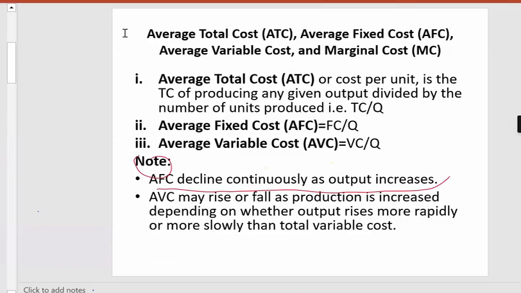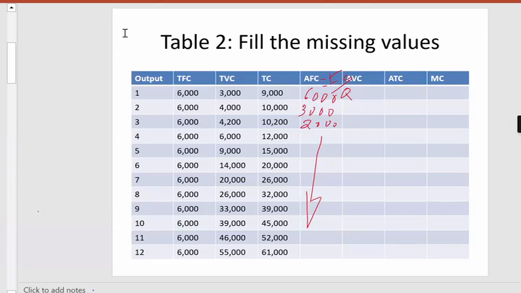But let's see the average fixed cost. Average fixed cost is what? You take variable cost divided by what? Divided by Q. Oh, sorry. Sorry, there is noise here.